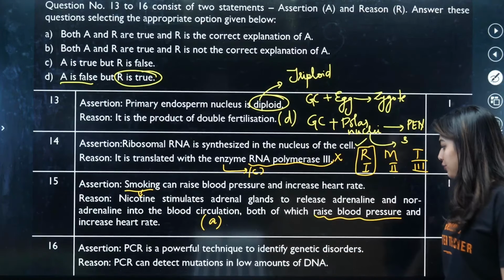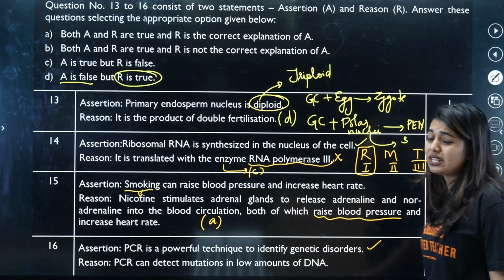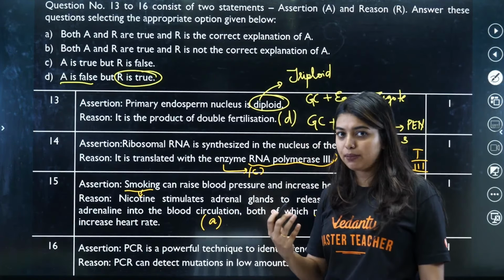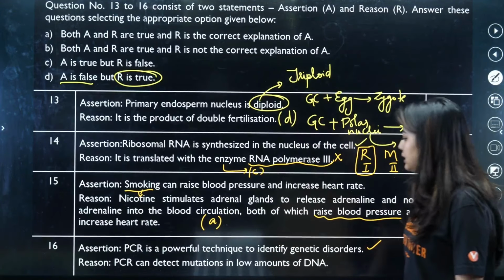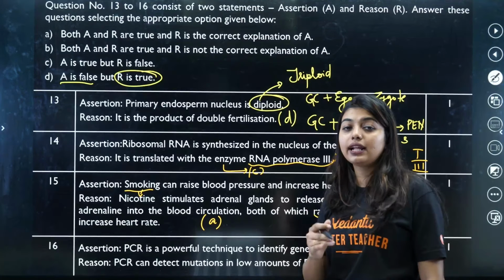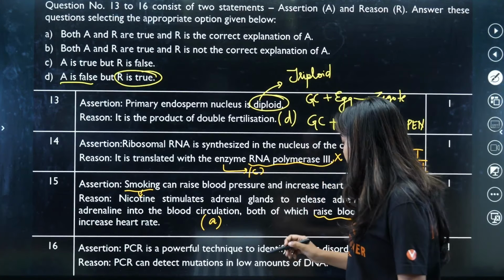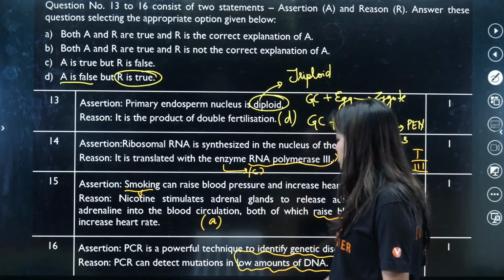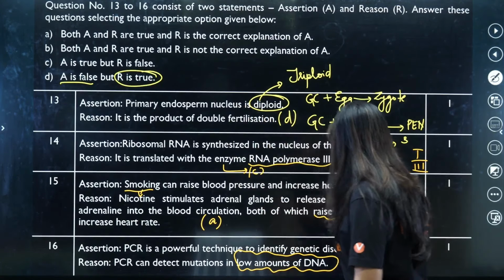Now, PCR is a powerful technique to identify genetic disorders. When we learned all the types of genetic disorders, we knew that PCR was a very powerful technique. PCR can detect mutations in low amounts of DNA, and PCR can make millions of copies of DNA from a small amount. So that's why, again, option A.